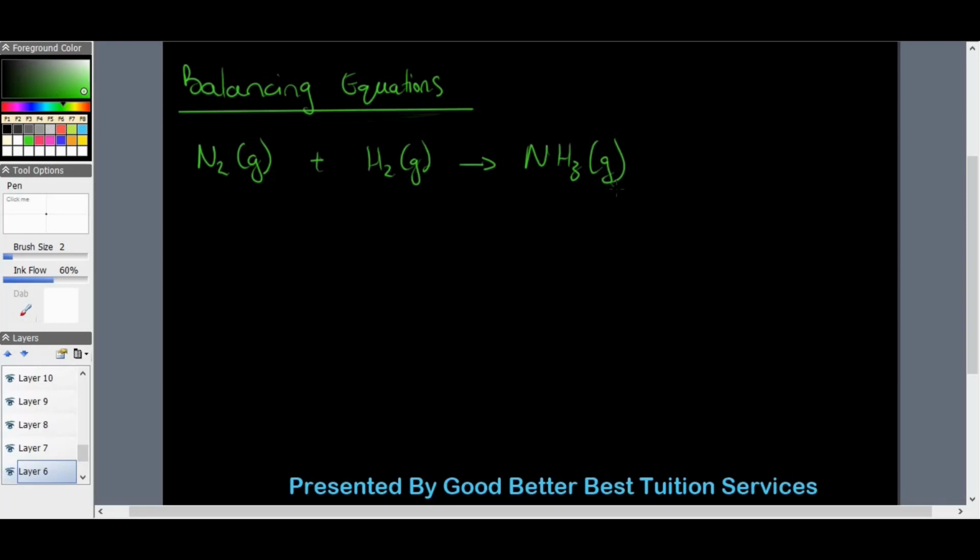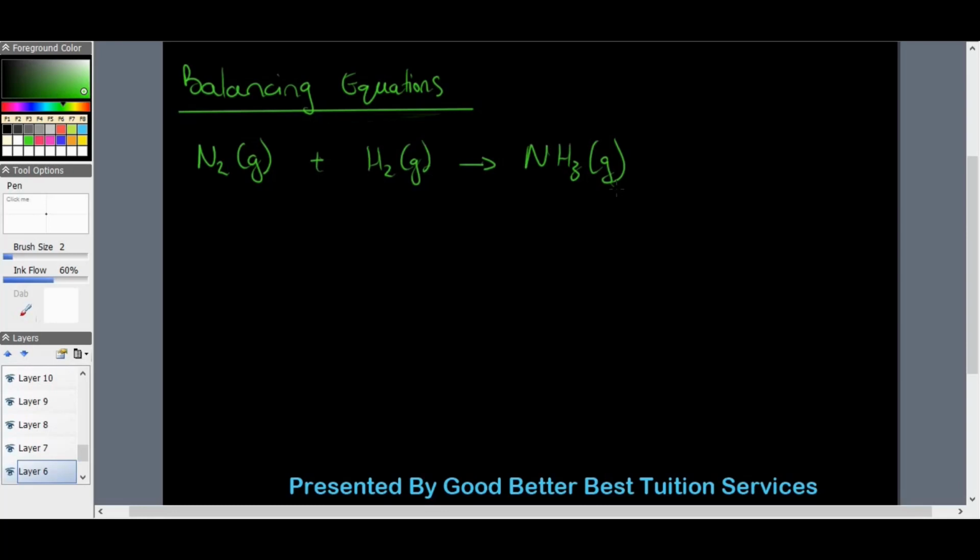So that means we've got to do something about it. We use what's called balancing numbers. By balancing these equations, we're going to show that the mass of the reactants equals the mass of the products, or the number of atoms on the left equals the number of atoms on the right-hand side.